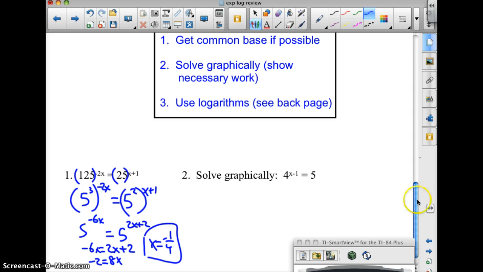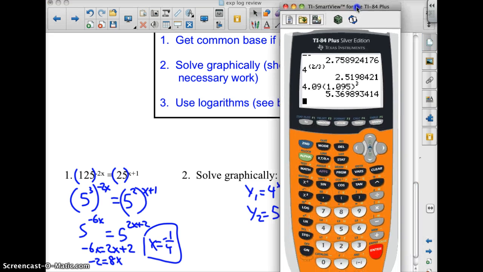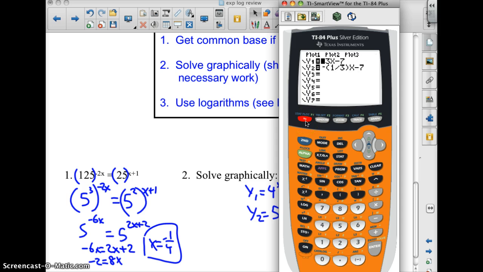Solve graphically. Okay, that's where I let y1 equal 4 to the x minus 1, and I let y2 equal 5. Okay, so now I go into my y equals, clear anything out that I already have in there, and I'm going to have 4 raised to the, and use a parenthesis, x minus 1. Okay, and then for y2, I am just simply going to use 5. Now I'm just going to try the standard window setting first to see if I can see an intersection here. And if you do, that's great, fantastic.